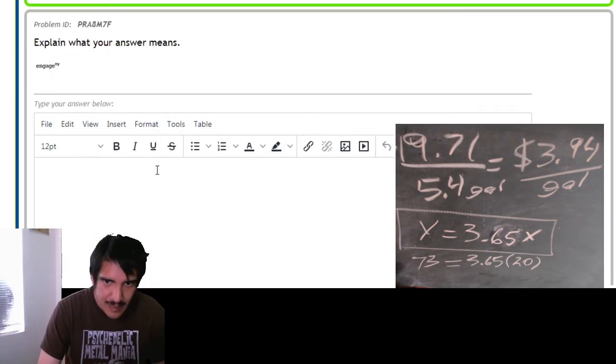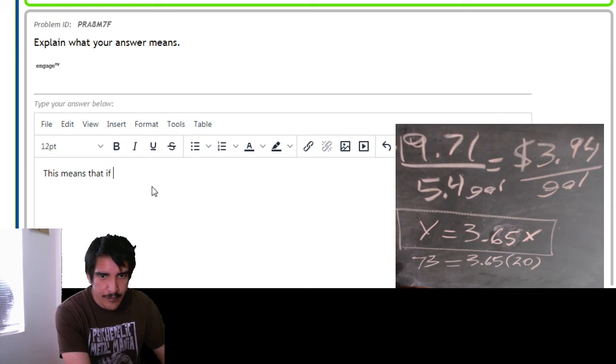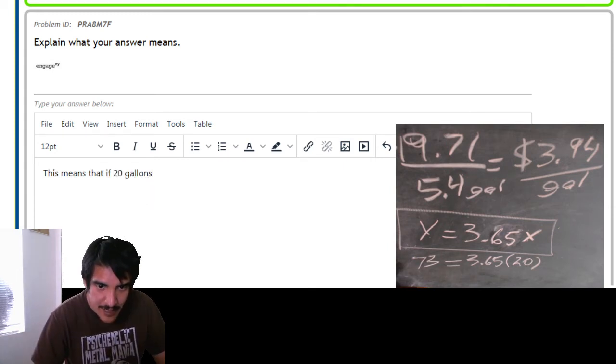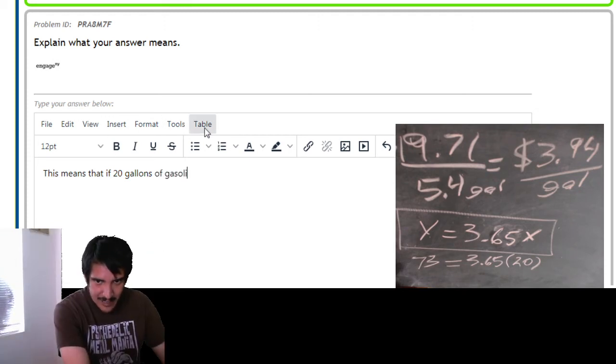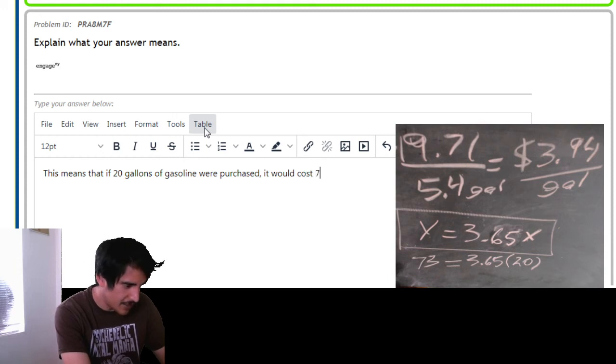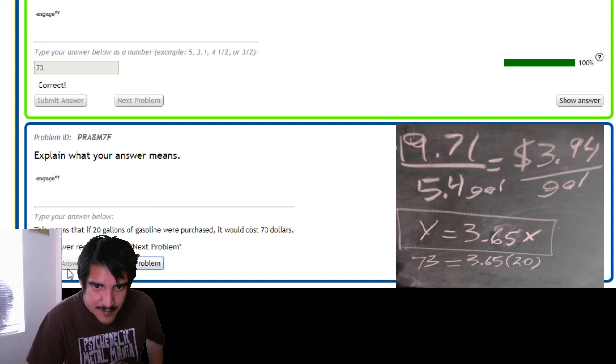Okay? Explain what your answer means. This means that if 20 gallons, let me see if you can still see my answer. Yeah. This means that if 20 gallons of gasoline were purchased, it would cost $73. That's what that means.